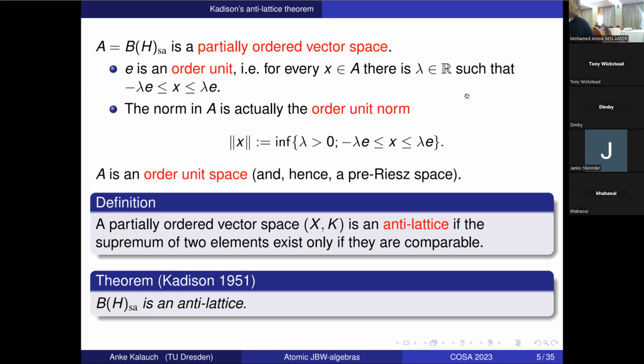In brackets I wrote, it's also a Riesz space. I will explain in a minute what this means. So Kadison considered in 1951 this partial order there and obtained even more, namely that it is not only a partially ordered vector space, but even an anti-lattice. So here we are out of the nice oasis of lattice theory and end in the desert of partially ordered vector spaces. And I hope that you follow me there.